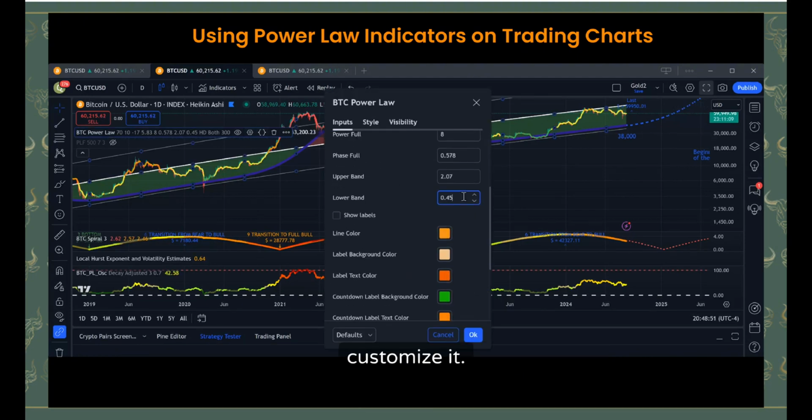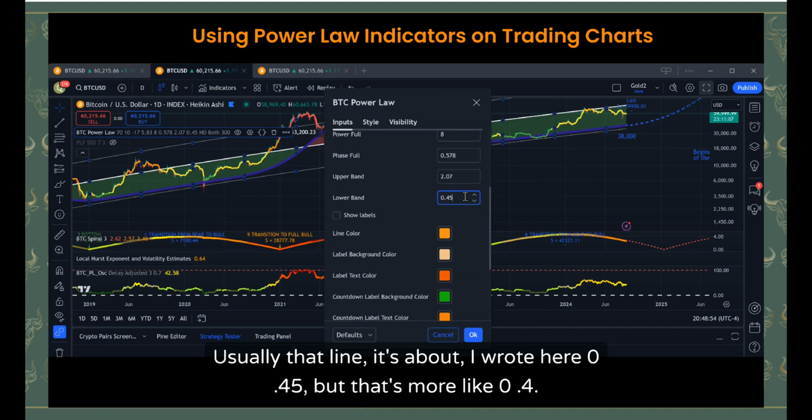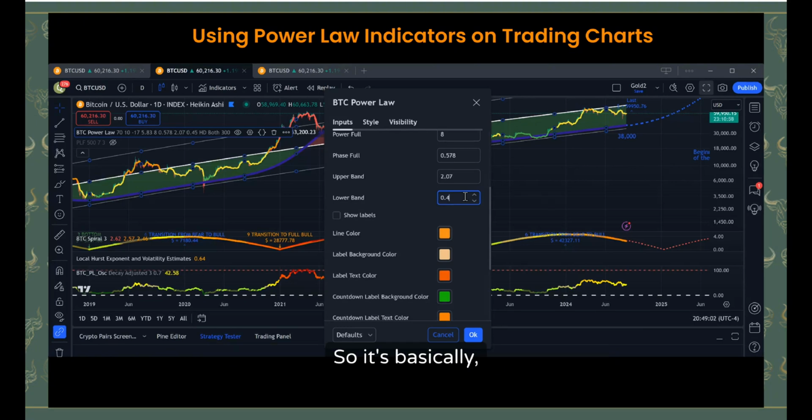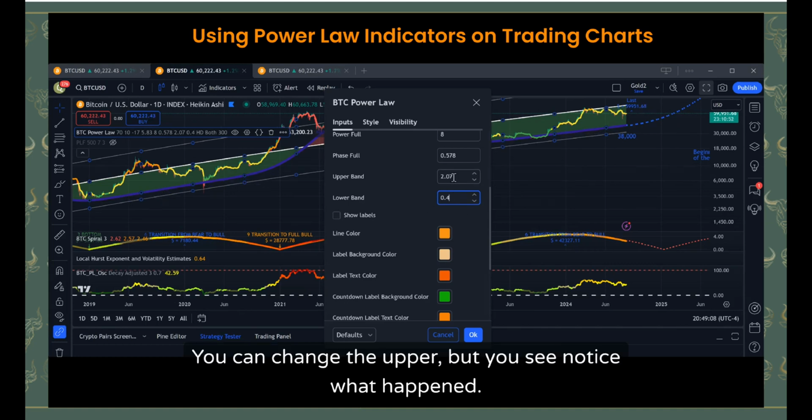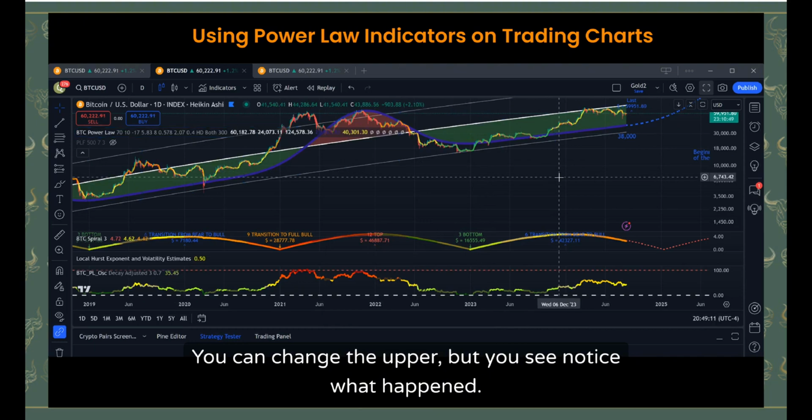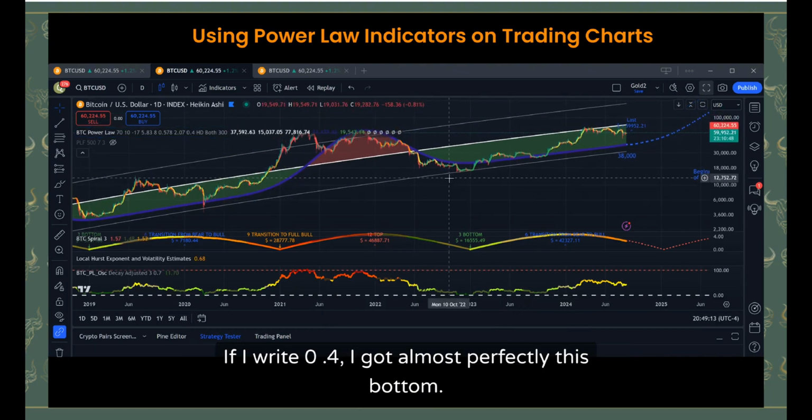You can customize it. Usually that line, I wrote here 0.45, but that's more like 0.4. So it's basically 40% of a trend. Okay, so you can change it a little bit. You can change the upper band. But notice what happened if I write 0.4. I got almost perfectly this bottom.